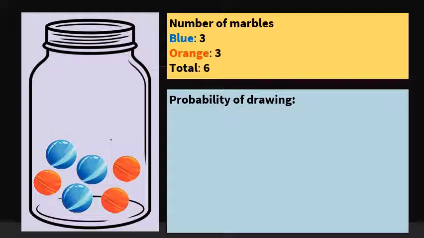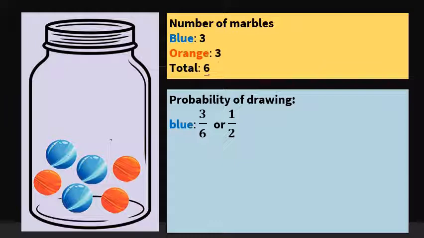Okay, so let's look at this. We've got our number of marbles. We've got three blue and three orange. And our total number of marbles is six. So what's the probability of drawing a blue marble? Well, I know that there are six marbles altogether and three of them are blue. So my probability of drawing a blue marble is 3/6.